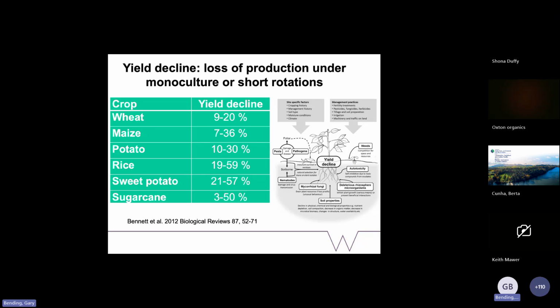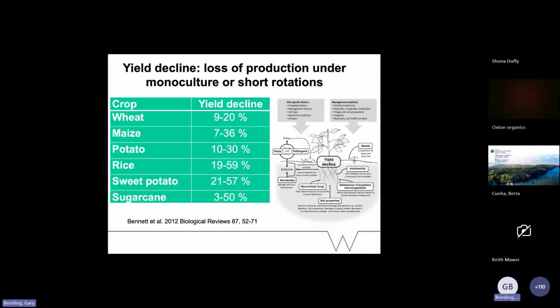You can see this figure here on the right of your screen, which shows that this yield decline can be affected by site-specific factors like the particular cropping history that you have, soil type, moisture conditions, and climate, but also the management practices at your site, such as whether you use tillage or pesticides or the fertility treatments. And we tried to bring together what has been suggested in the literature as being responsible for this yield decline.